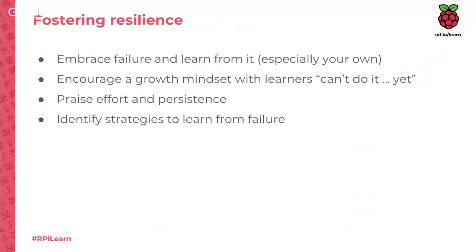And failure alone is not enough. We have to learn from the failure. So how can we identify other strategies that we can use with our learners to learn from that failure? Questioning is really important here. What went wrong? Why did it go wrong? What could we have done differently? Is it something that we've done, or is it part of the program? Is it something in the instructions? Where does the failure come from? And discussing failure without assigning blame is a really important part of that.